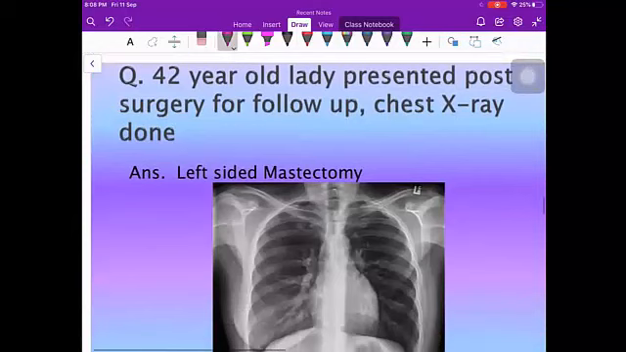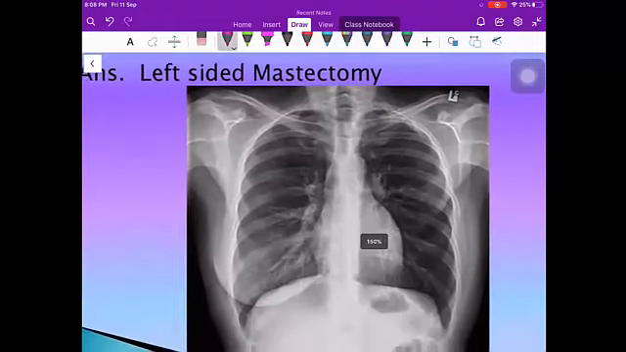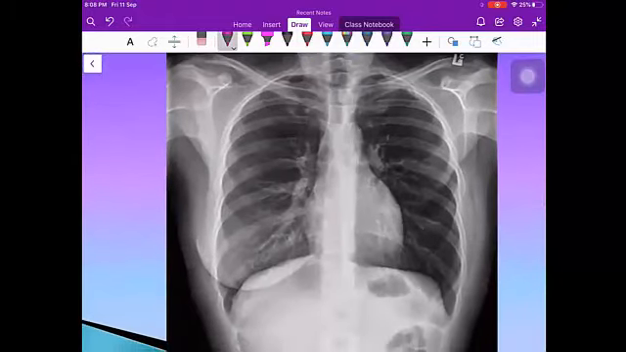Next, a 42-year-old lady presented post-surgery and came for follow-up. A chest X-ray was done. Okay, and this is the finding of the chest X-ray. Well, the lung parenchyma appears normal. The heart shadow appears normal.